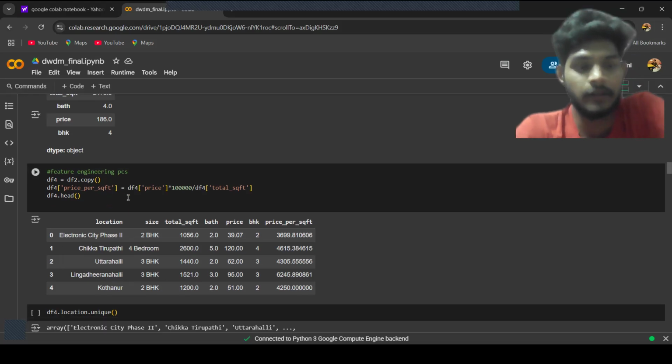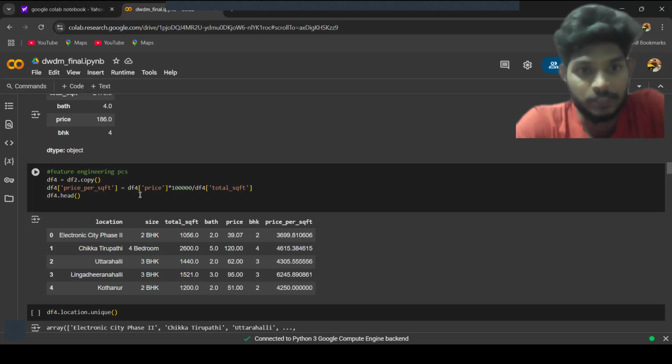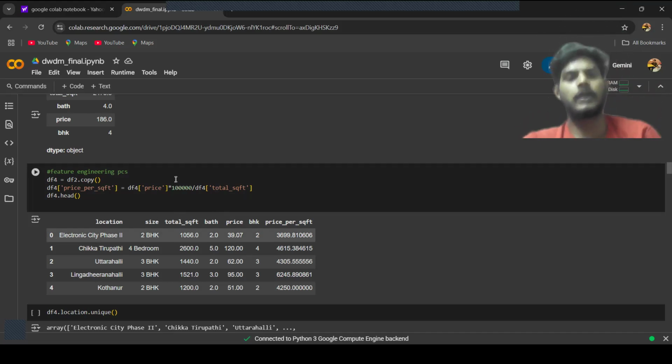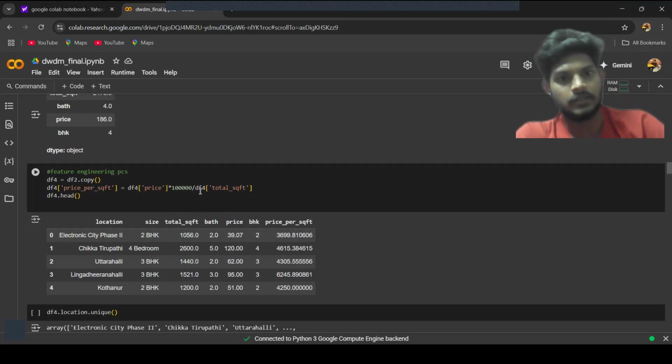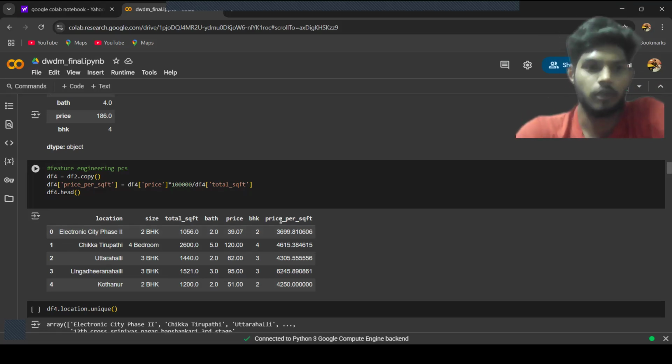Here we are adding a new column, that is price per square footage. We are calculating with respect to the price and the total square footage. That means we are taking a price per square footage. Here you can see the total square footage is 1056, and the price value is 39. 39 into 1 lakh, 39 lakhs divided by 1056. That means we are getting the price per square footage and adding it to the new column.